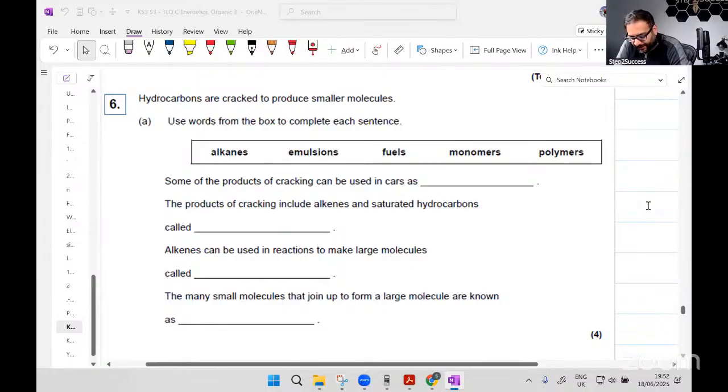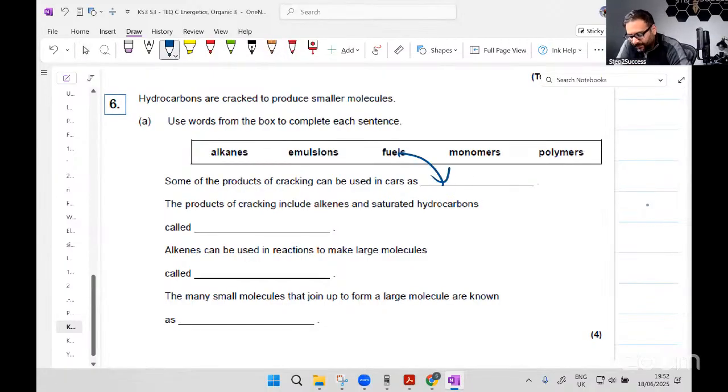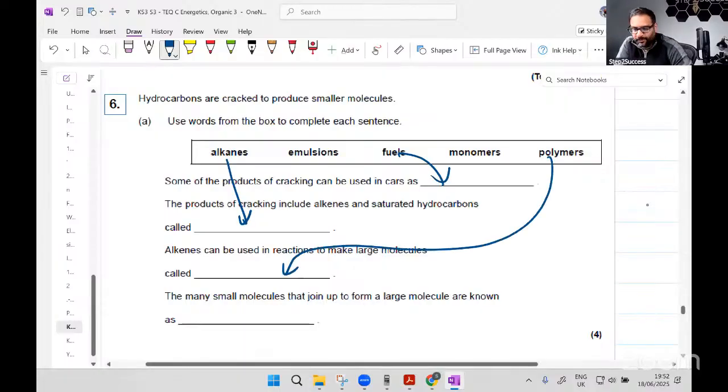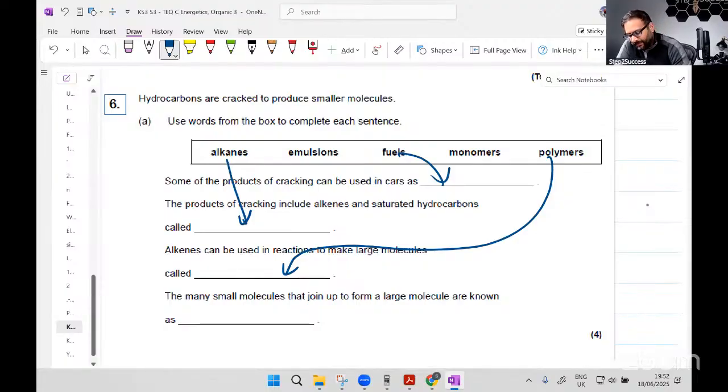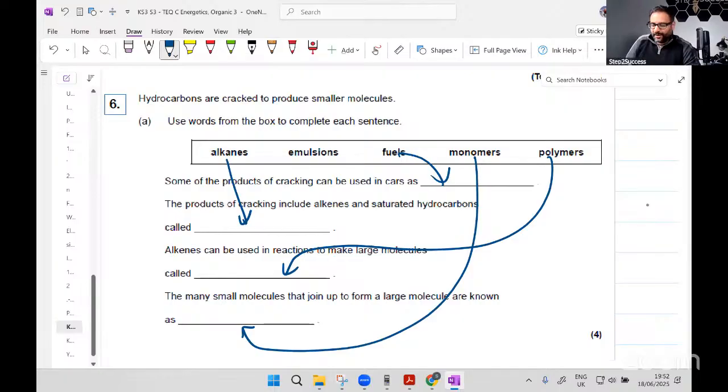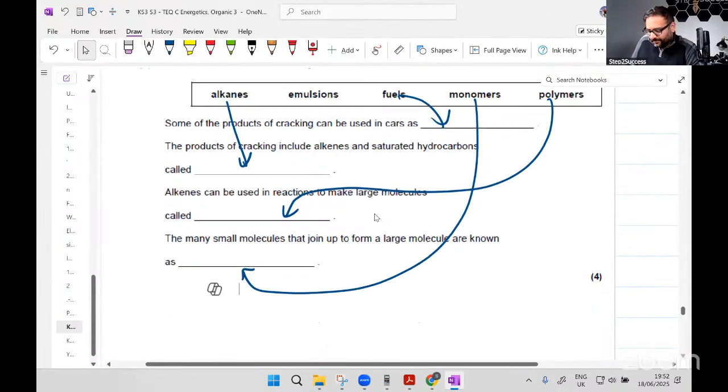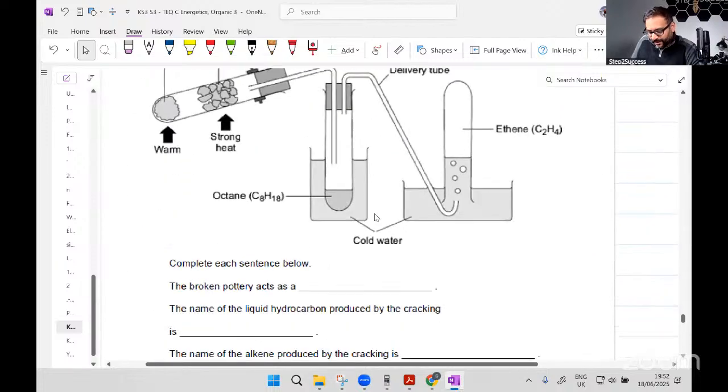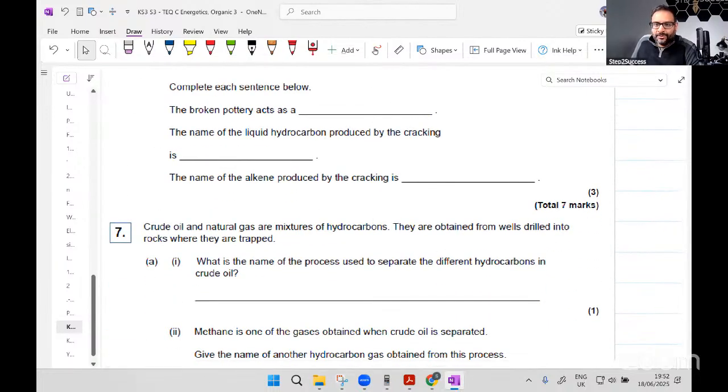Some of the products of cracking can be used in cars as fuels. The products include alkenes and saturated hydrocarbons called alkanes. Alkenes can be used in reactions to make large molecules called polymers. Again, you wouldn't have done a lot of this, it's fine. The many small molecules that join up to form a large molecule are known as monomers. That's what you want to say without the arrows. And then I already did that one, so I think that is all of question 6.